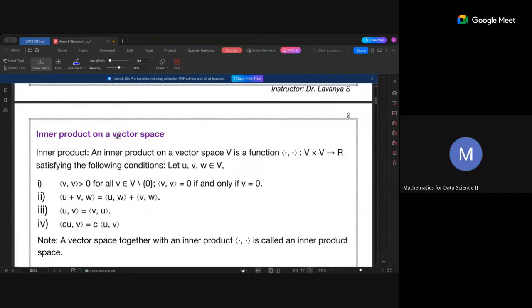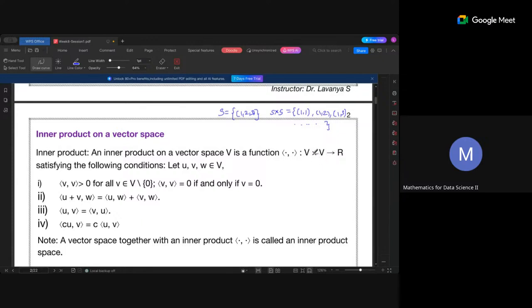Now the definition of an inner product space. What is an inner product? An inner product is a function from V cross V to R, satisfying the following conditions. What is V cross V, by the way? Suppose you have a finite set, let us say S equals {1, 2, 3}. Now what is S cross S? It is (1,1), (1,2), (1,3), and so on. This is the Cartesian product.